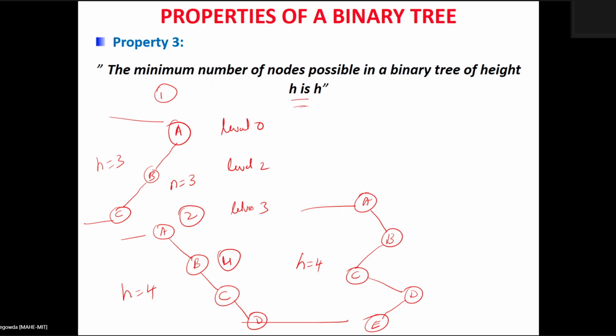Okay, and if you look at the third example, the height in this case is 5. When the height is 5, the total number of nodes is also equal to 5 in this case. So I can say that the minimum number of nodes possible in a binary tree of height h is equal to h only. N minimum is equal to h. Hence it is proved here. So this property 3 is also proved.